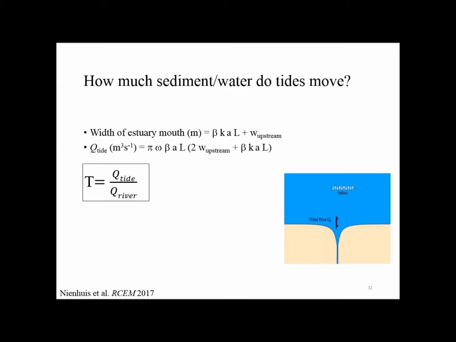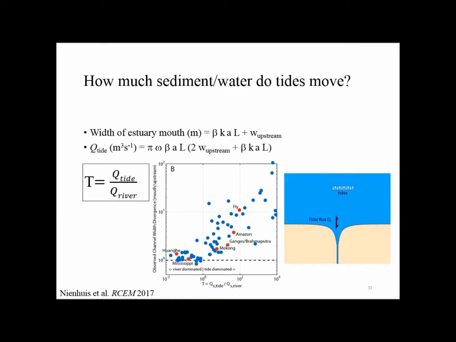We can also then calculate how much water should go in and out. And similar to our ratio R, we can then make a ratio T that says how tide dominated the delta should be. And that is just the discharge by the tides divided by the discharge of the river. And this also gives us a prediction. And what we see is that for a T less than 1, you should be river dominated.